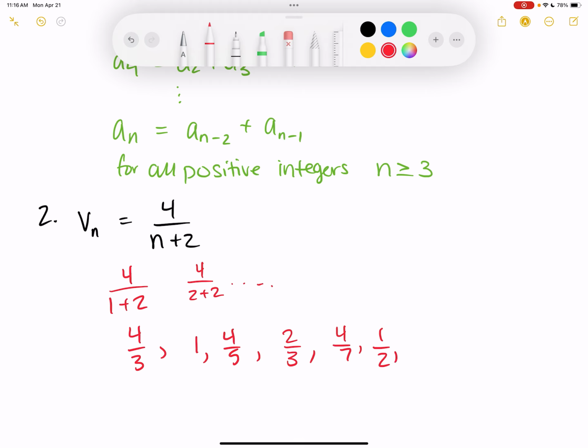And then they say the 100th term, which would be 4 over 100 plus 2. So that would be 4 over 102, which would reduce to 2 over 51. And so that's all they're looking for on those ones. It's just basically writing the terms. So nothing too crazy here on that one.